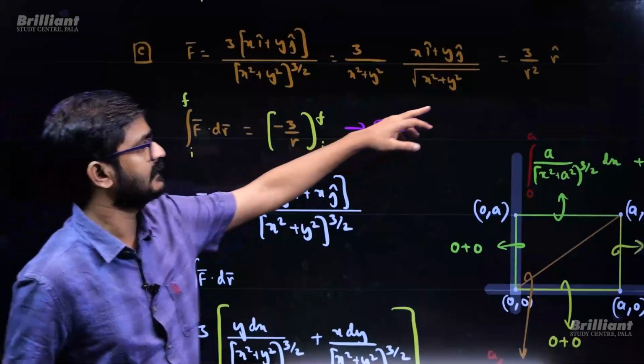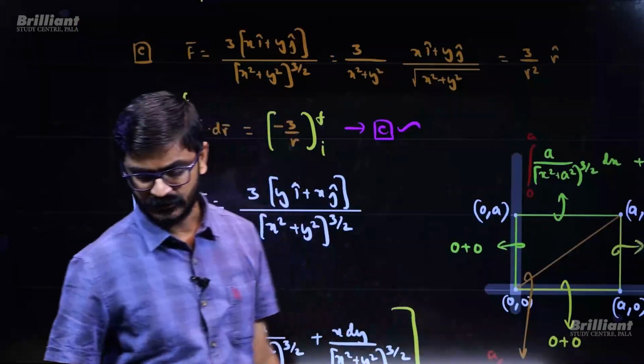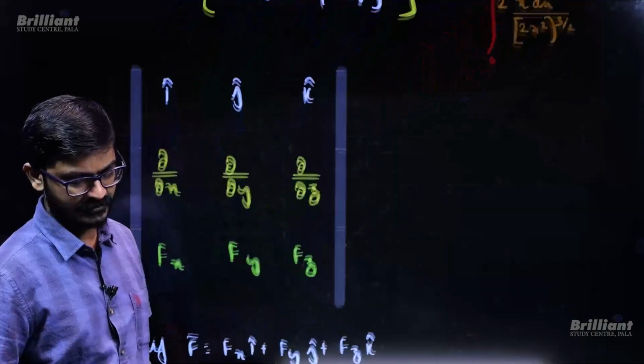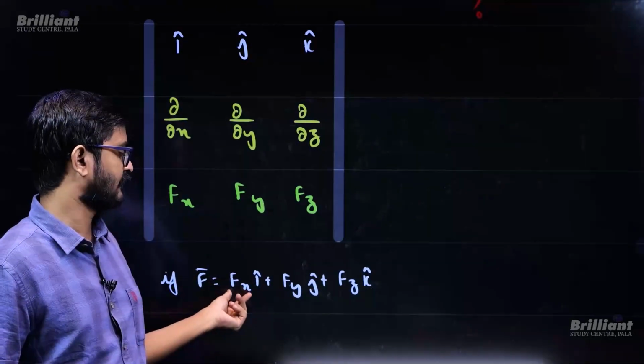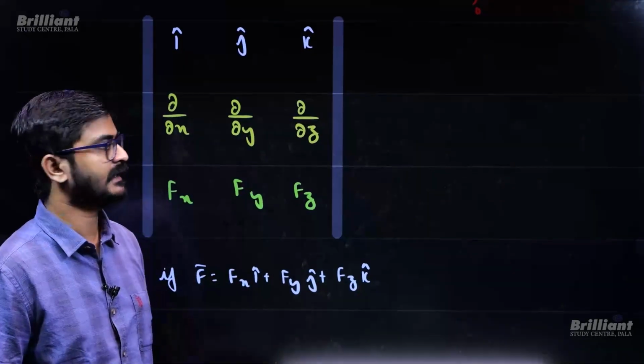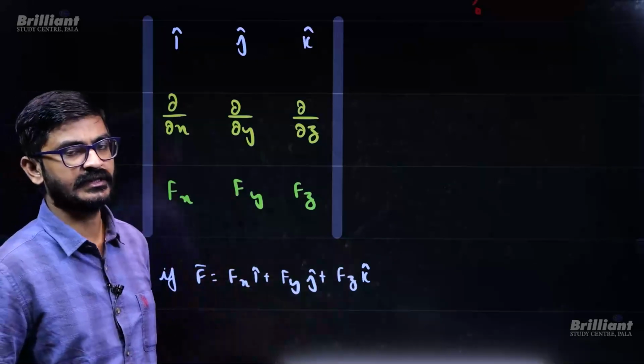But if I can't see this format, then what I should be doing is, I always have this thing, right? If the force is of the form fx i cap plus fy j cap plus fz k cap, then if this determinant is 0, then it is a conservative force.